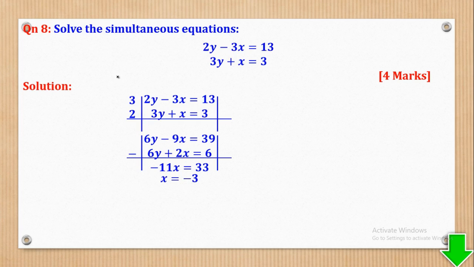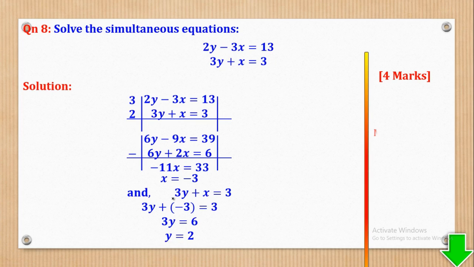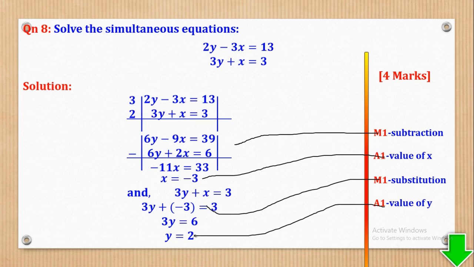So now that I've got x, I can substitute x in either this equation or this equation and make y the subject. If I substitute in the second equation here, I'll substitute x, which is negative 3, therefore 3y minus 3 is equal to 3, therefore 3y is equal to 6, because this one has gone this side to become plus. Then when I divide by 3 on both sides, y will be equal to 2. So basically that's what they wanted, and now let's see how marks can be awarded. M1 for subtraction and A1 for the value of x, M1 for substitution and A1 for the value of y.